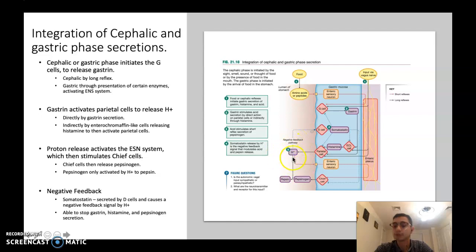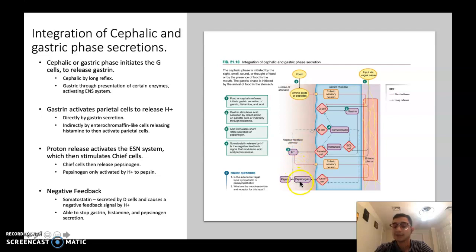Now, once the protons are secreted, it goes through the enteric sensory neuron, which then stimulates the chief cells. The chief cells release pepsinogen. Pepsinogen would not be activated into pepsin unless there are protons there. But remember, we had protons already released from the parietal cells, so it would be activated right away.